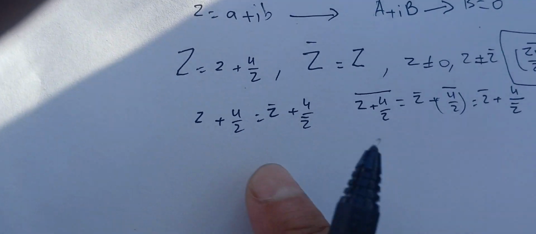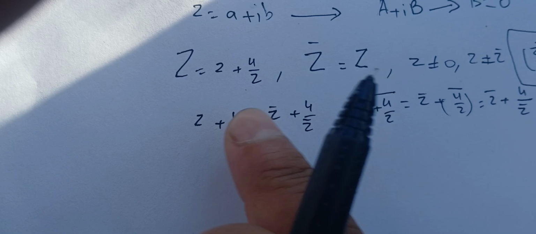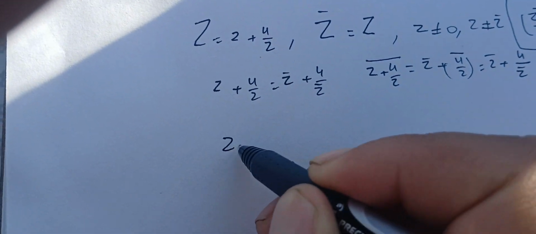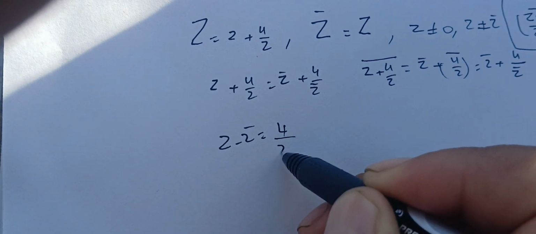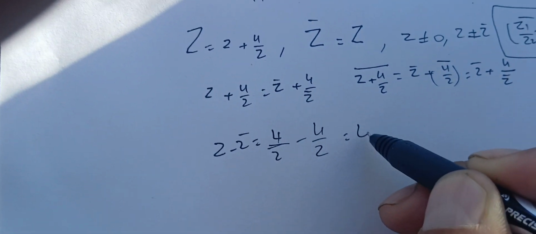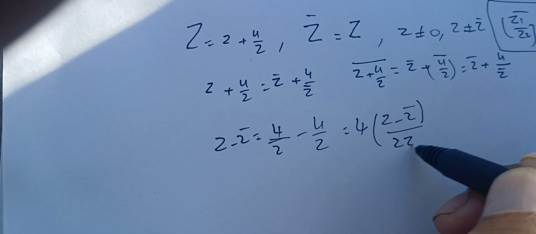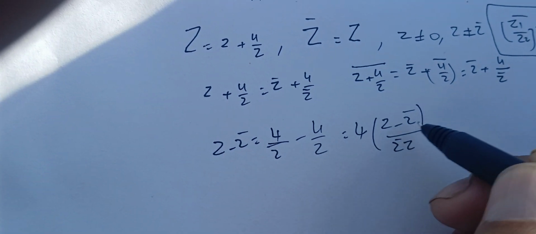So now I'm here. What can I do here? I can just solve now. So now I have z minus z bar is 4 over z bar minus 4 over z. I'm going to factor out by z minus z bar over z bar times z.